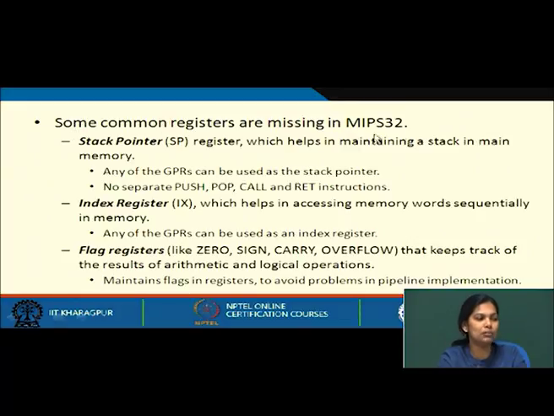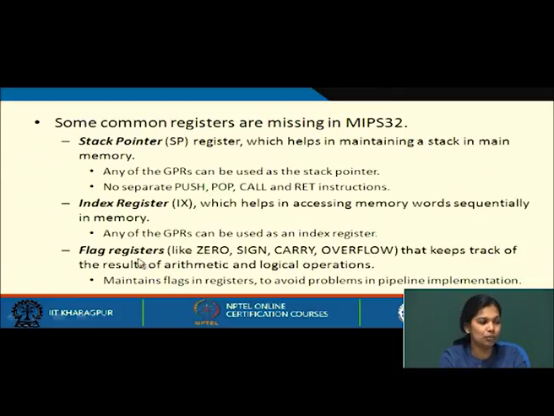Now, these are some common registers that are not present in your MIPS 32. What are those registers? We do not have any stack pointer. We already know what a stack pointer is, which helps in maintaining the stack in main memory, but we do not have any register of such kind in MIPS 32. We do not have any index register as well. We have already seen the index addressing mode, and we require an index register for some purposes, but it is not present. As it is not present, you can use any register from the set of 32 registers as an index register. That is possible.